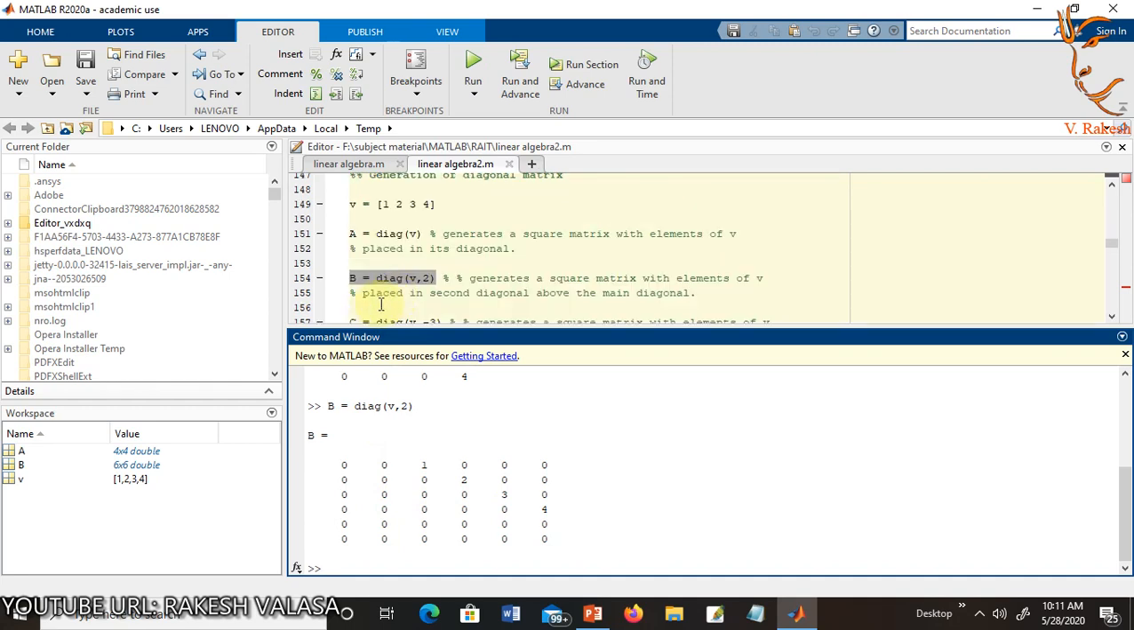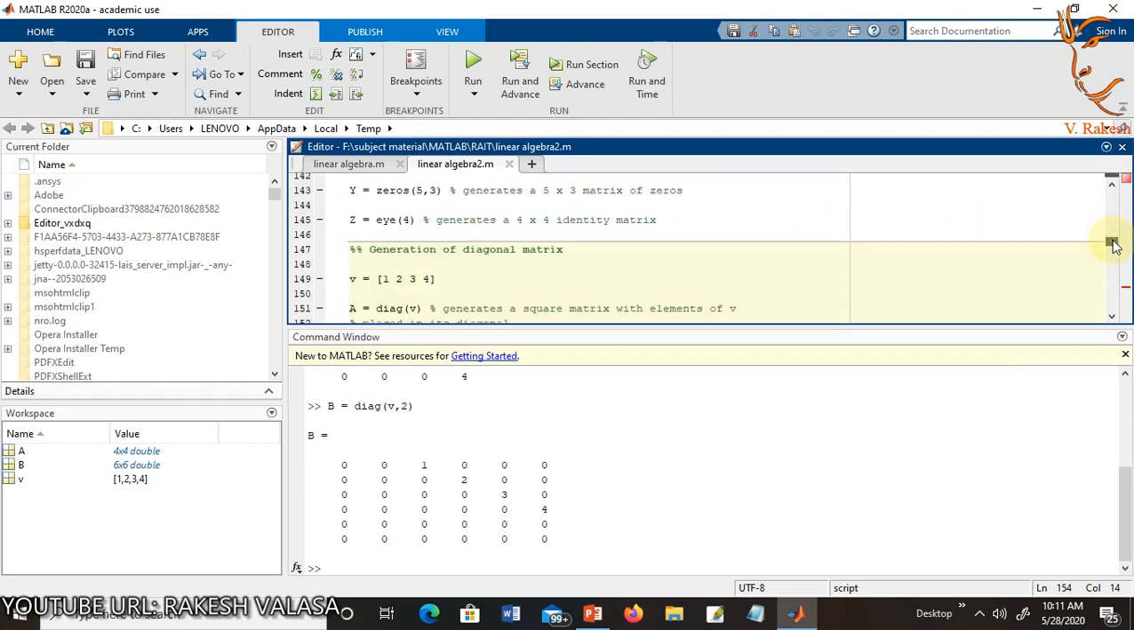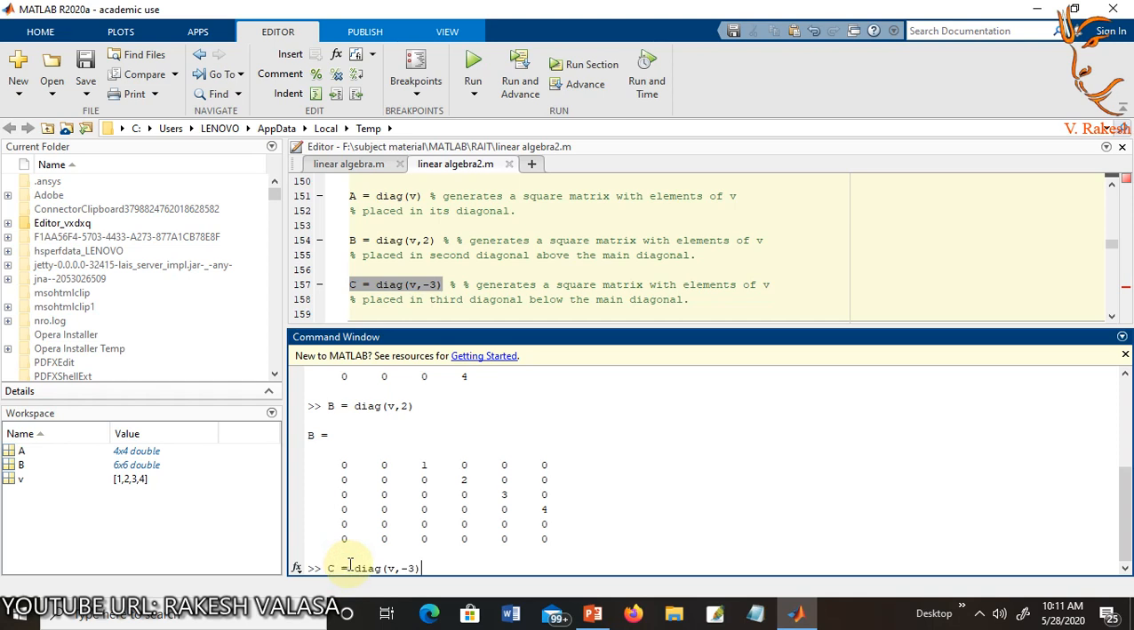I am taking another syntax, that is c equal to diag of v comma minus 3. See this answer. It generates a square matrix with elements of v placed on the third diagonal below the main diagonal. This is the main diagonal, this is the first diagonal, second diagonal, and this is the third diagonal. It generates a square matrix with elements of v placed on the third diagonal below the main diagonal.